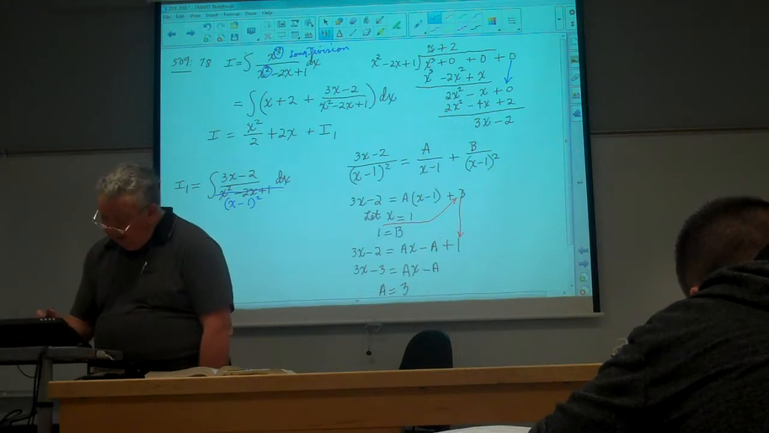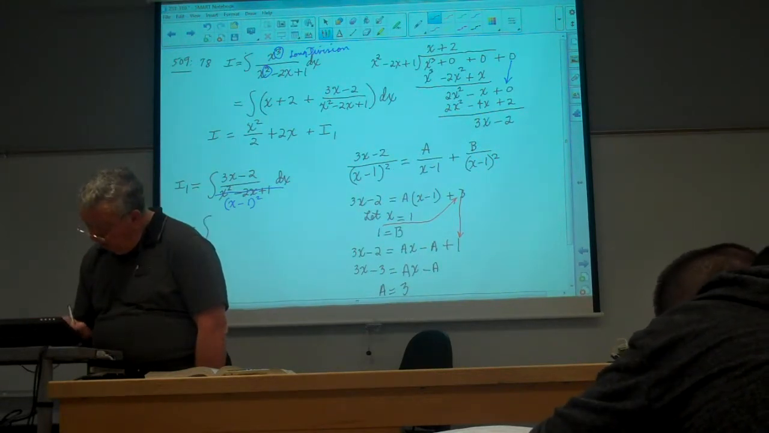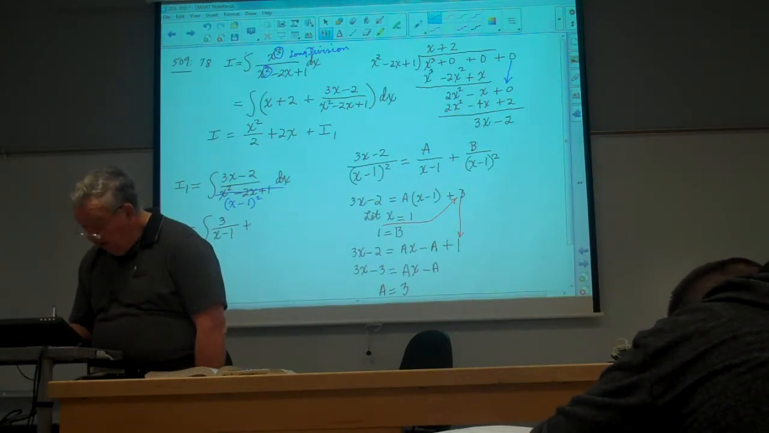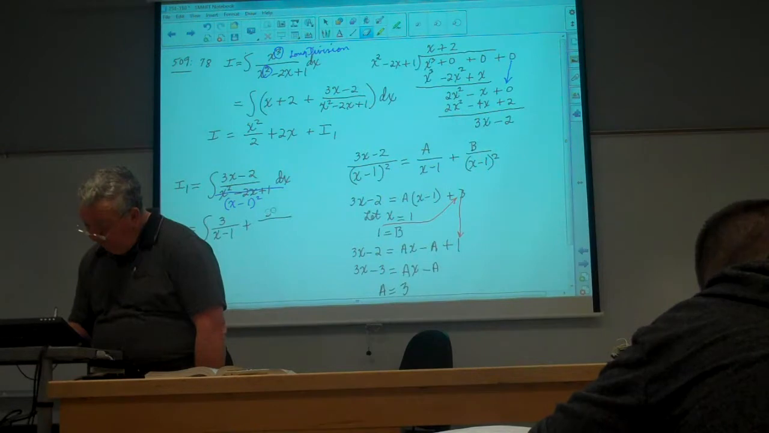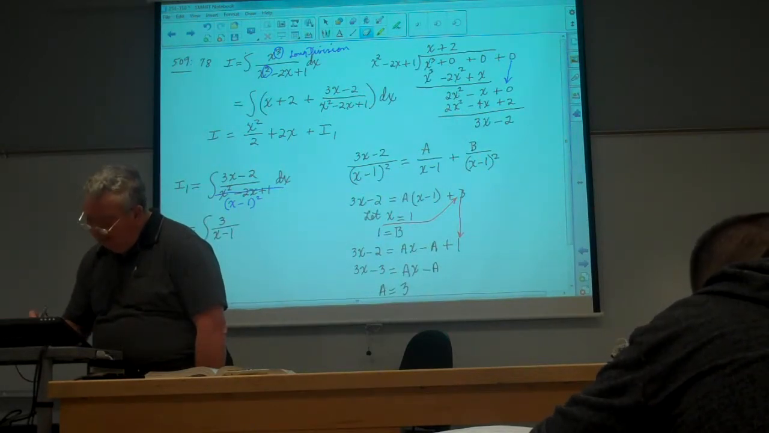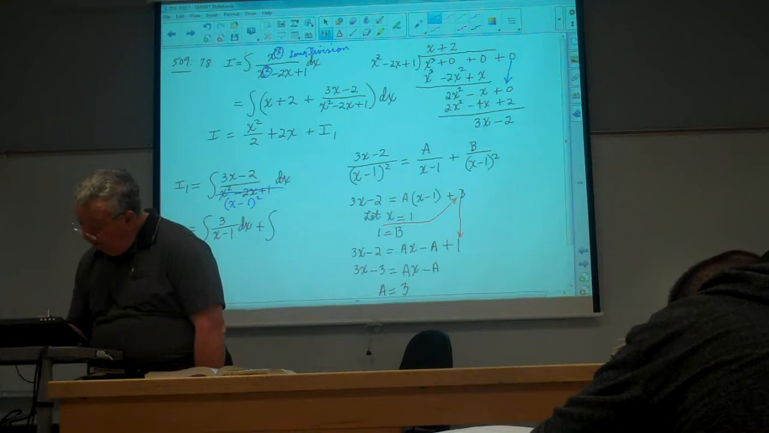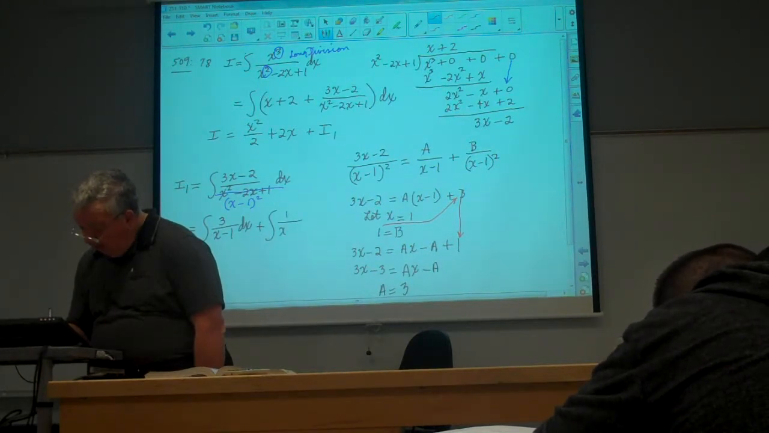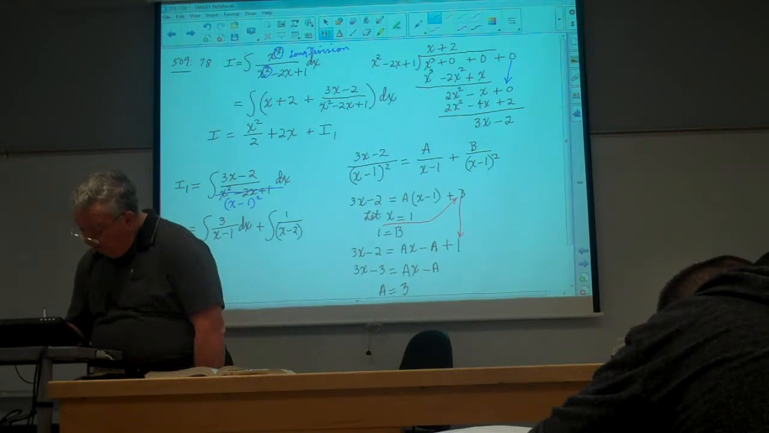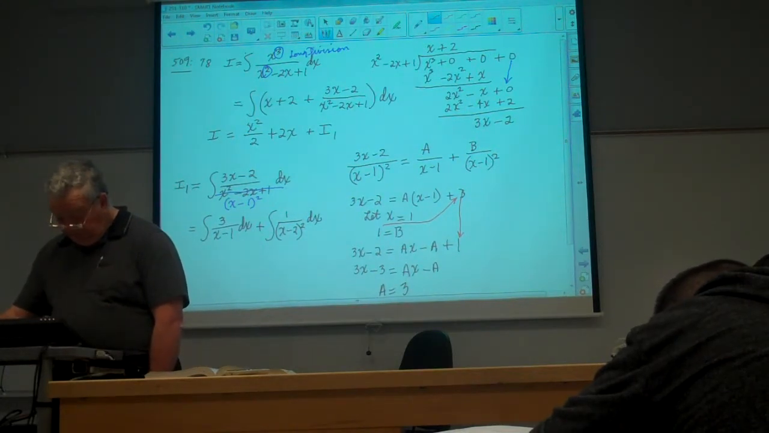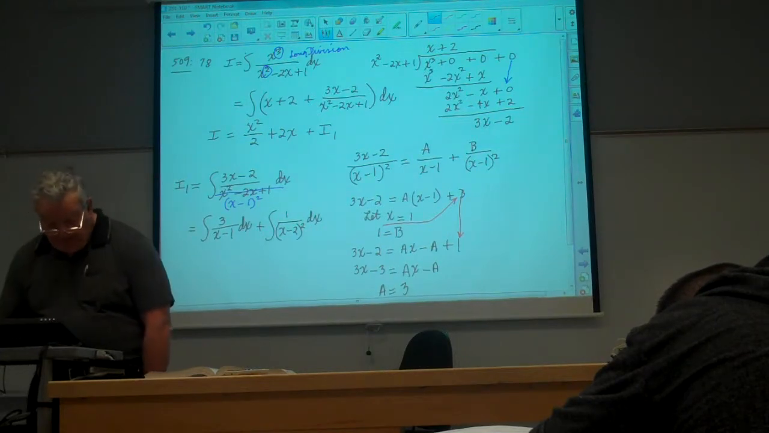So now I1 is equal to the integral of 3 over x minus 1 plus b over x minus 1 squared dx, which is the integral of 1 over x minus 1 squared dx. Okay? X minus 1.